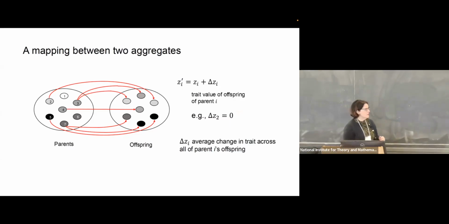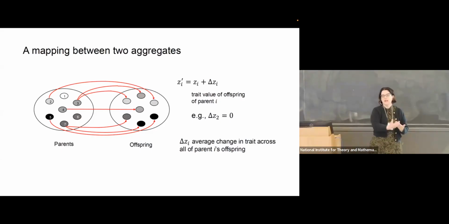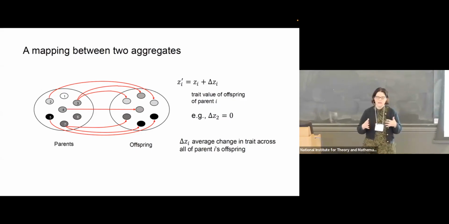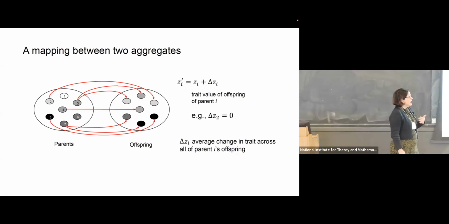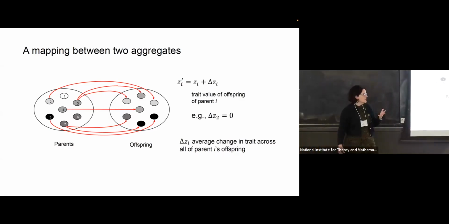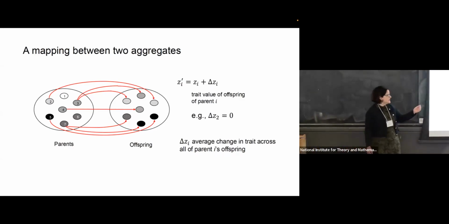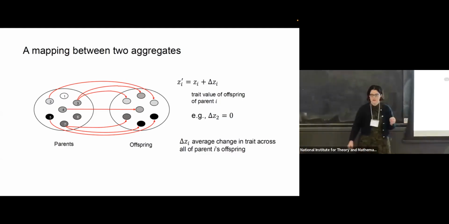And then we're interested in this mapping, and a mapping is sort of how does something change from one thing to another, right? So what we're going to do is ask a question about how the trait changes, the shade in this case. We're going to let z_i prime be the trait value of the offspring of parent i. If parent i has multiple offspring, it's the average across the offspring of that parent. And that's whatever value the parent had, z_i, plus a change, delta z_i. And delta z_i could be the average change in the trait across all the parent's offspring.